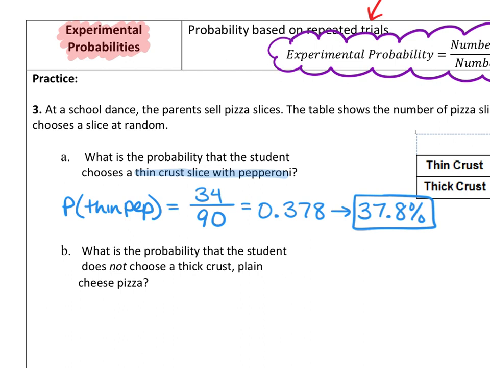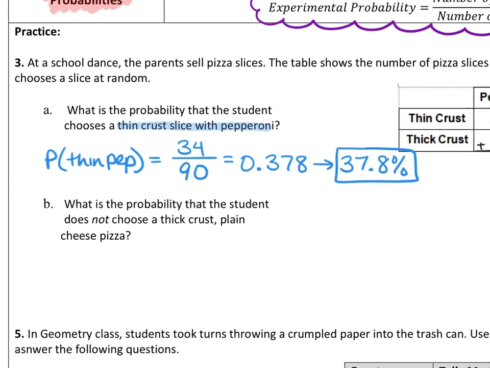So again, it feels like we just did theoretical probability, but theoretical probability would be a 1 out of 4 chance because there's 4 options and they got one of the 4 options, when in fact we didn't get 1 out of 4, which is 25%. We got 37.8%. So your experimental probability and your theoretical probability may not match, which is interesting.